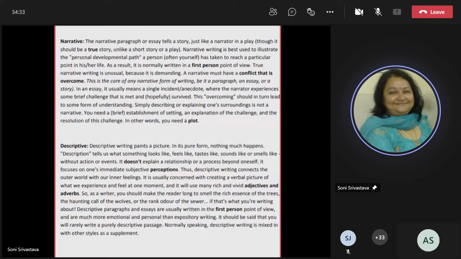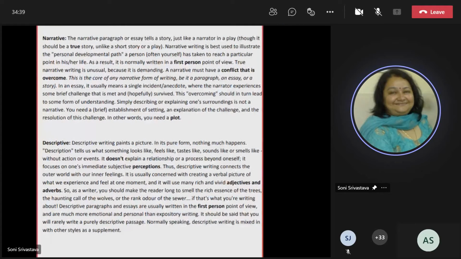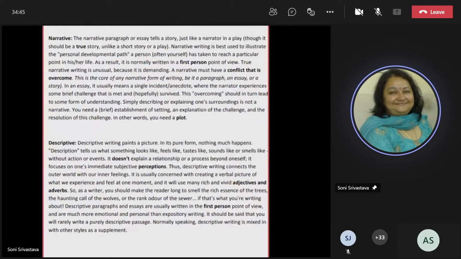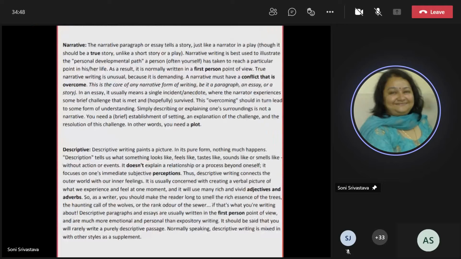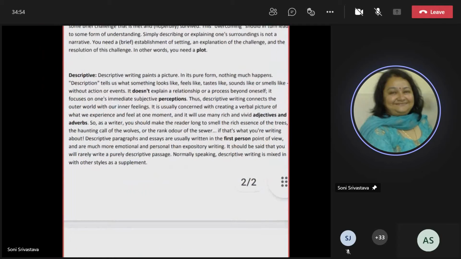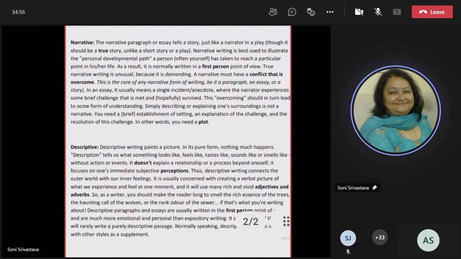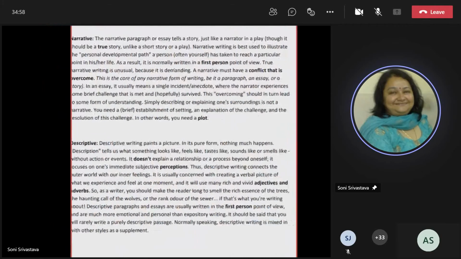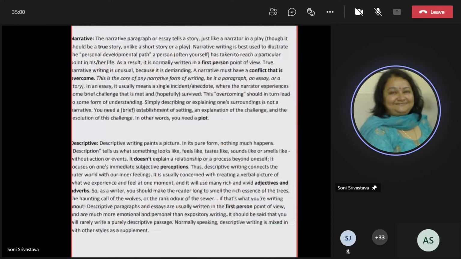In other words, you need a plot. Now, coming back to our own topic in very simple language, you might think it is complex, but it is not, and I can further explain it and make your tasks easier. When do I use narrative writing? It is when I use storytelling. There are different elements of storytelling.